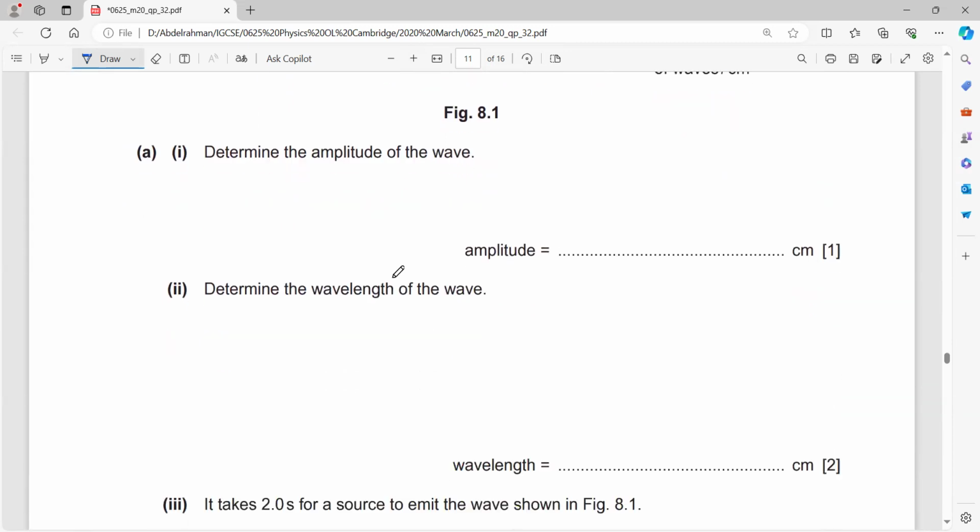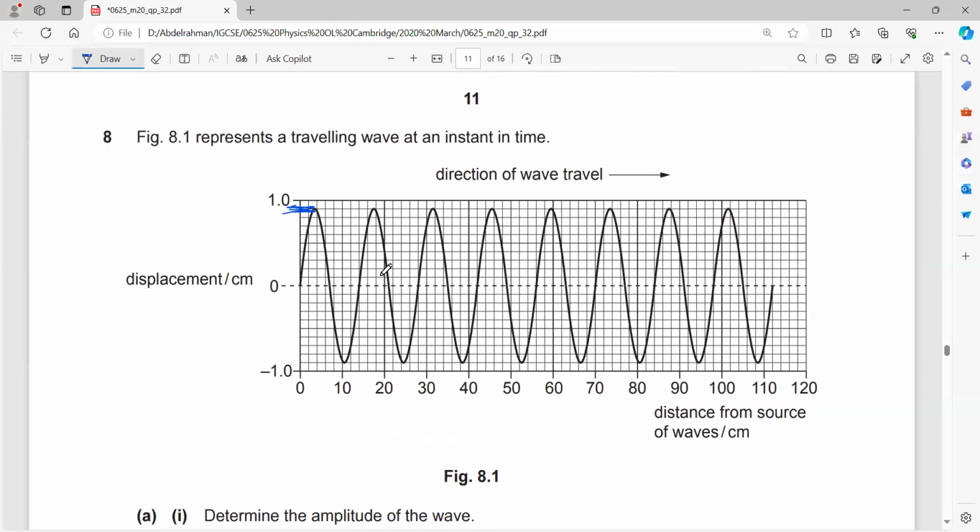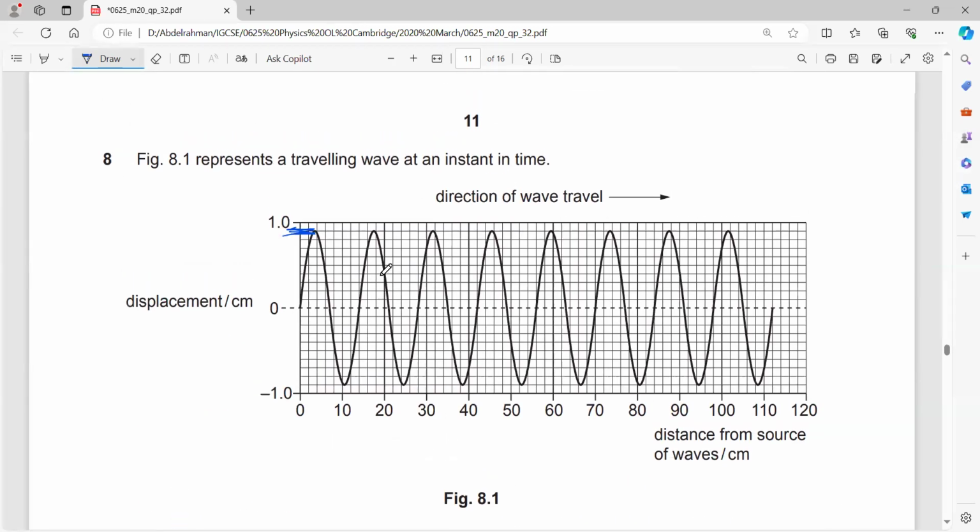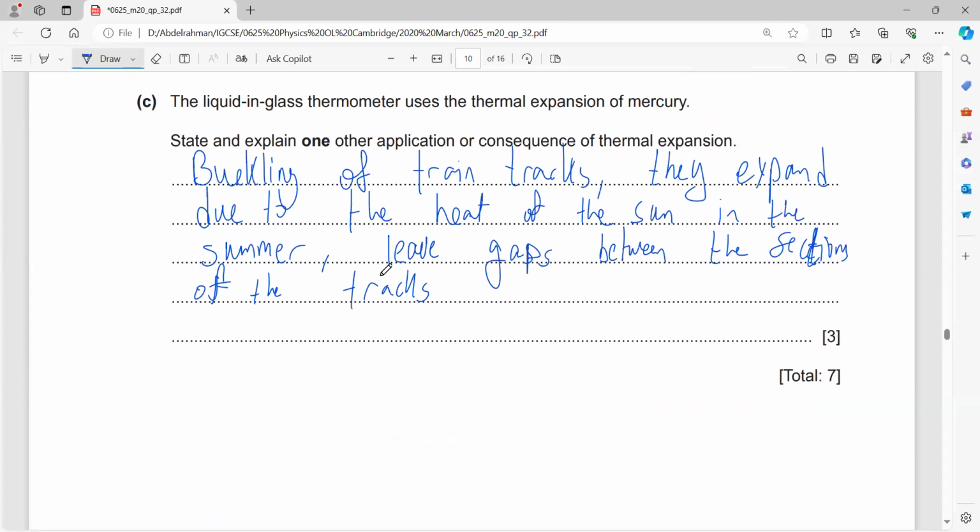What about the wavelength of this wave? Can you scroll up a second, to the buckling one? Again, the buckling of the train tracks: they expand due to the heat of the sun in the summer. How to avoid it? Leave gaps between the sections of the tracks. Okay, thank you.